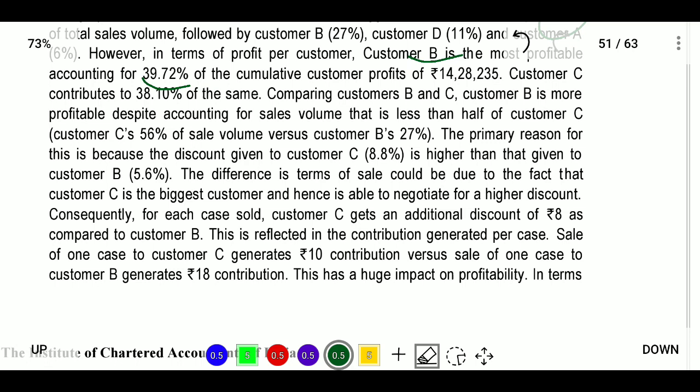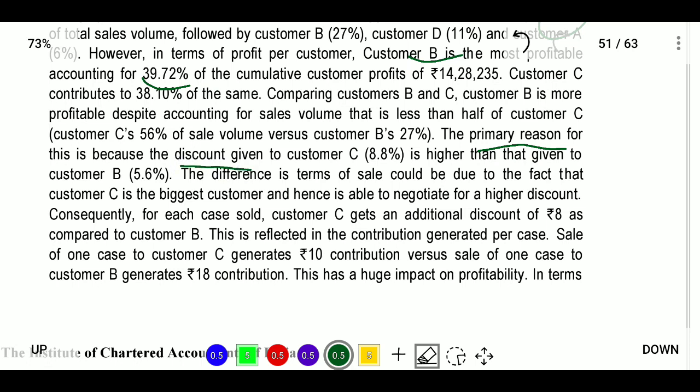Comparing customer B and C, customer B is more profitable despite C accounting for higher sale value. If you see the sale value, C is better, but if you see the overall profit, B is the best. Next, what is the primary reason for the low profit? Because he is purchasing more volume, he is getting more discounts. So that is the problem.